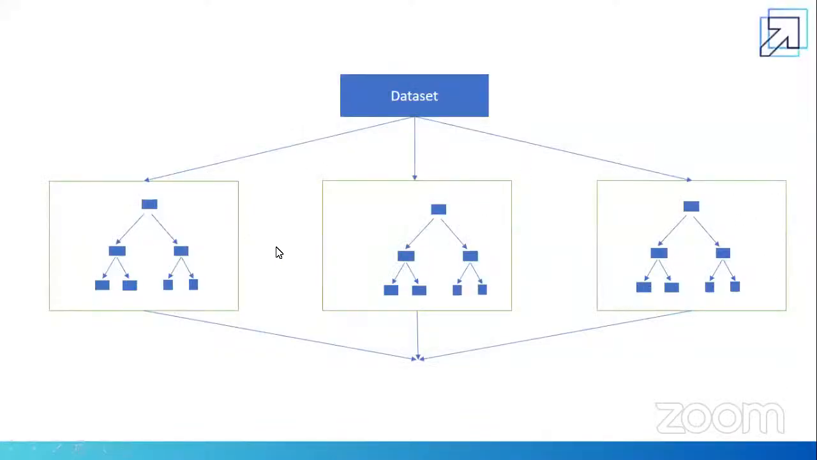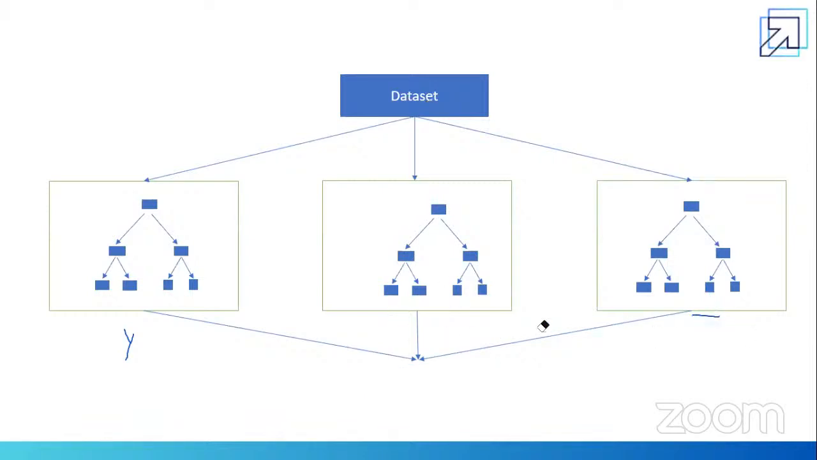So what will be the output? For example, this tree gave me the output as yes, this tree gave me the output as yes, and this tree gave me the output as no. So what will be the output? The output will be the majority of the outputs from the decision trees. So the output here will be yes.